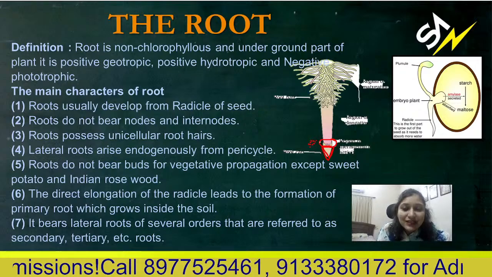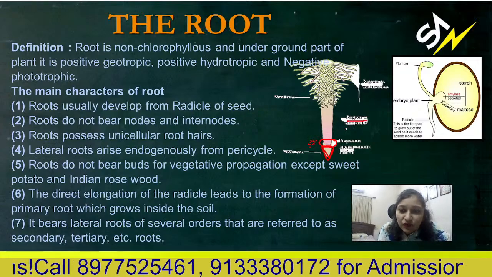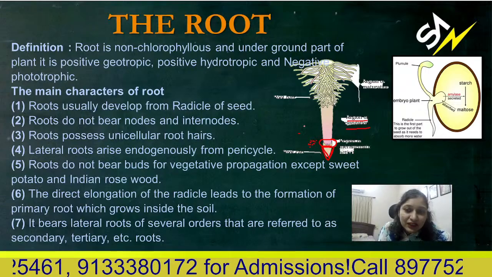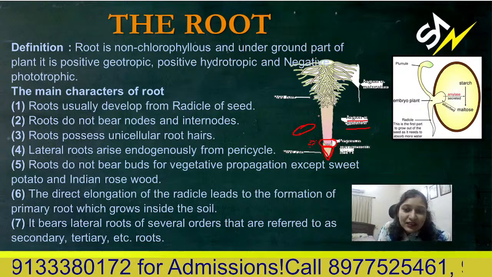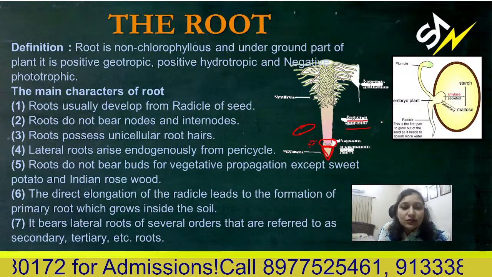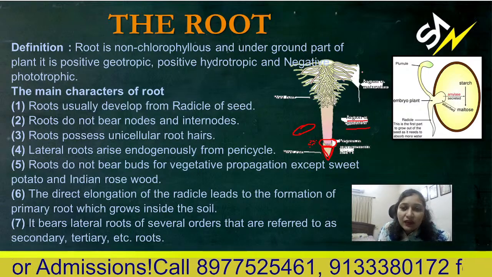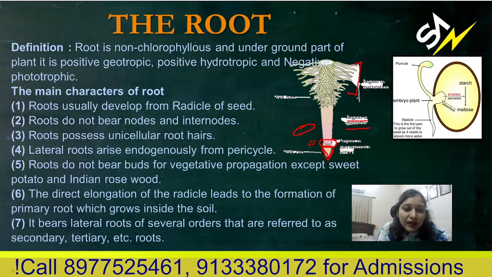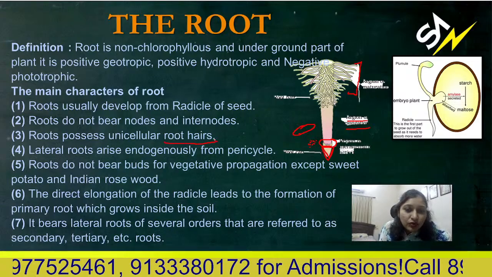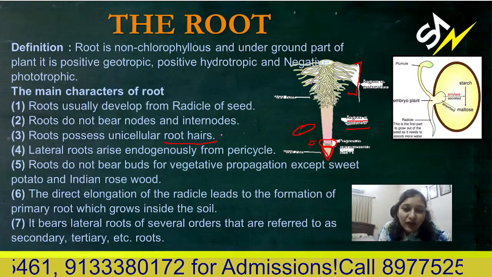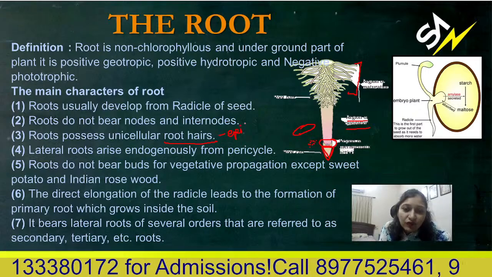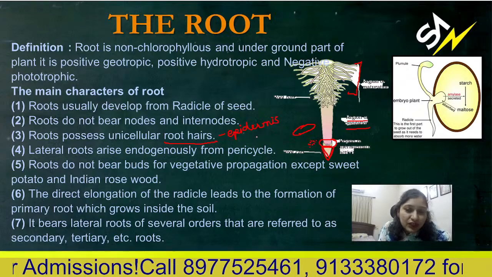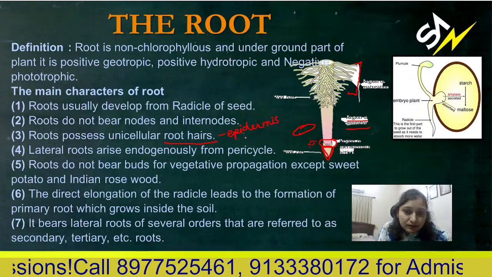So this is the second part, and then comes the region of elongation, in which the meristematic cells enlarge in size, and because of that it results in the elongation of the root. And then this is the region of maturation. Remember, root hair develops from the epidermis of the region of maturation.